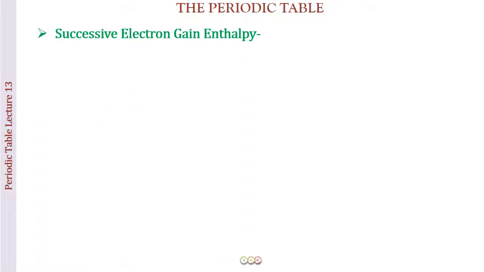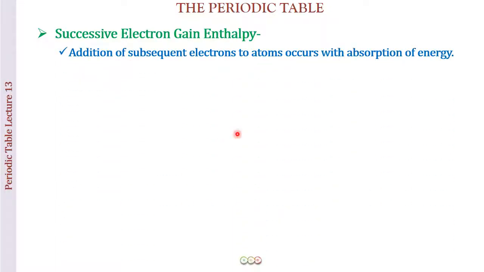So next, another term which we have to understand is the successive electron gain enthalpy, and this is quite similar to the successive ionization enthalpy. The first electron, when it is added, we call that the first electron gain enthalpy, and in that you have seen that the energy change can be positive or negative. So there can be absorption of energy, or it can be the release of energy. But what we see in the successive electron gains is that there is always going to be addition of the subsequent electron with the absorption of energy.